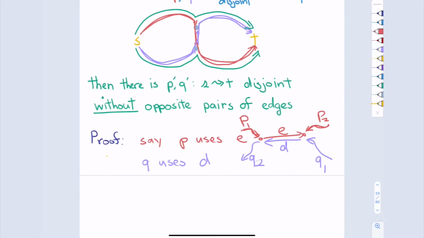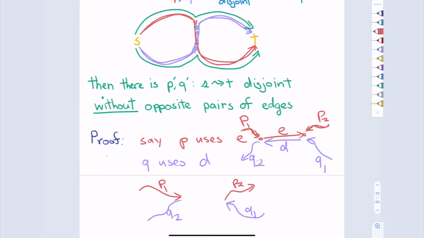And I can combine P1 with Q2 to get a path. And I can combine Q1 with P2 and get a path. Now Q1 starts at S and P2 ends at T, so you still have an ST path. P1 started at S and Q2 ended at T, so you still have an ST path. Except I've gotten rid of that opposite pair of edges.